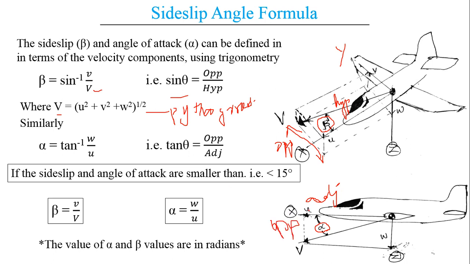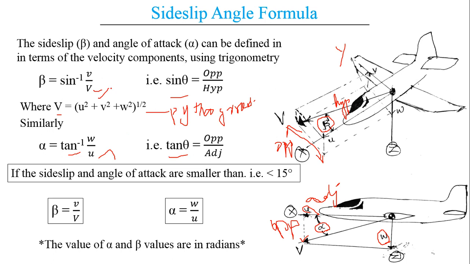So, in this case, we know these both. If we apply the formula of tan theta, that is opposite by adjacent, we can easily find the angle of attack alpha. Similarly, if we take the tan to the right-hand side, it turns into tan inverse. Here the opposite is W, and the adjacent is U. So this is what we get.